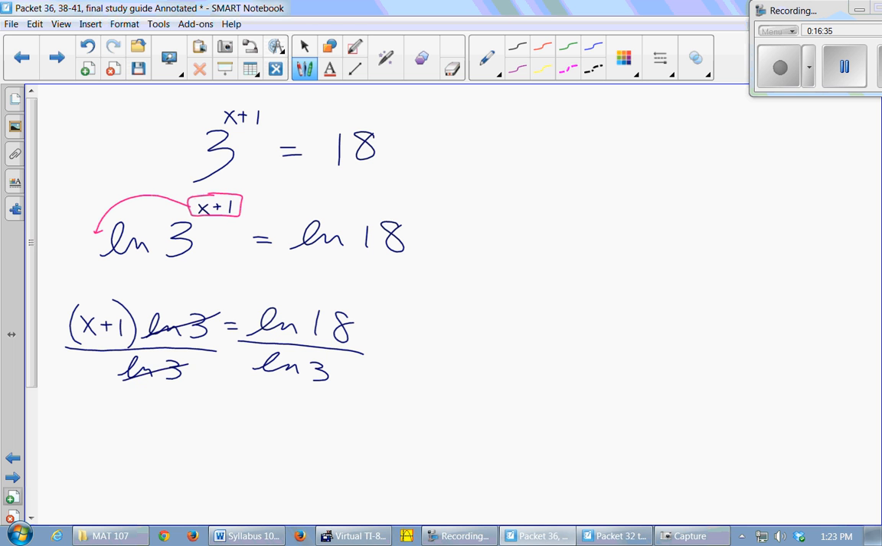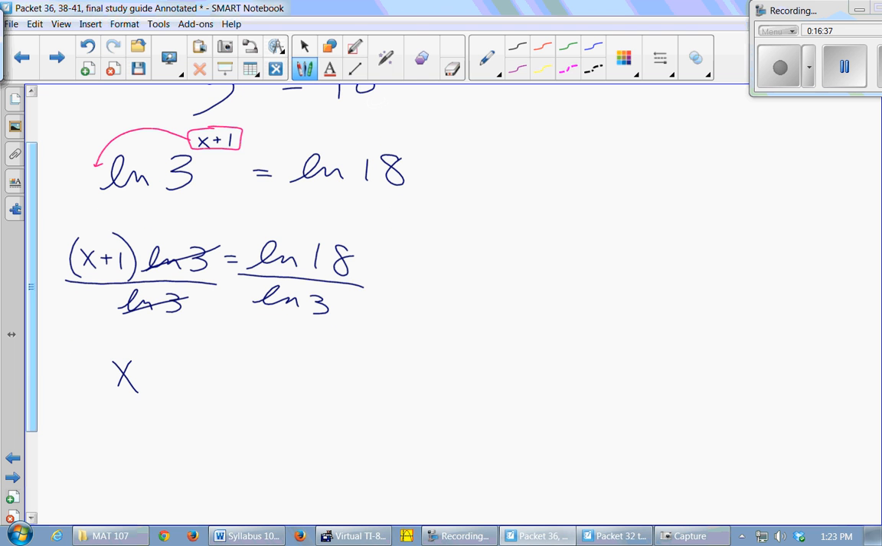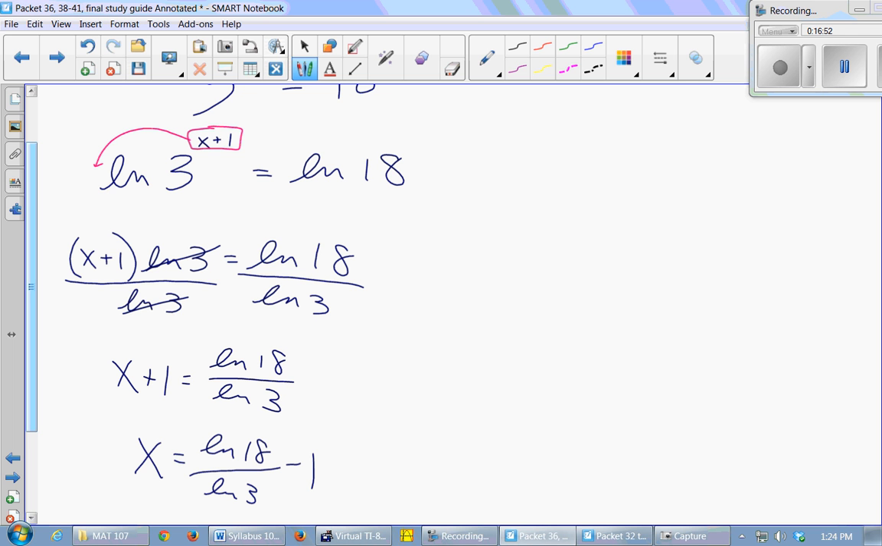So over here they cancel. And then I have x plus 1 is ln 18 over ln 3. And then to get x by itself, just subtract 1. So x is the ln 18 over the ln 3 minus 1. What was that, Nico? Can I simplify that? Nope. I could get an approximate decimal value.